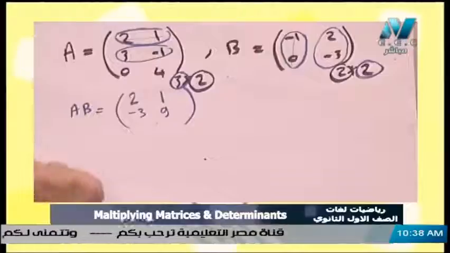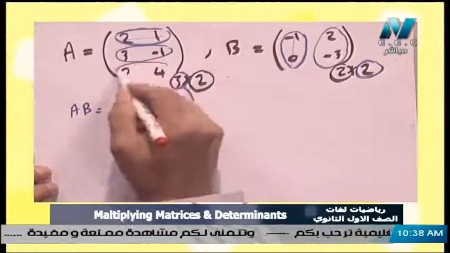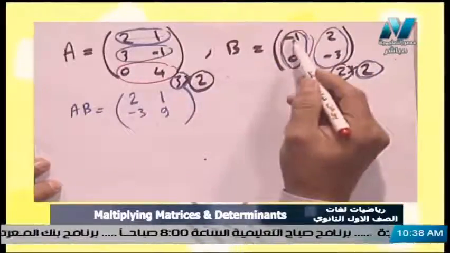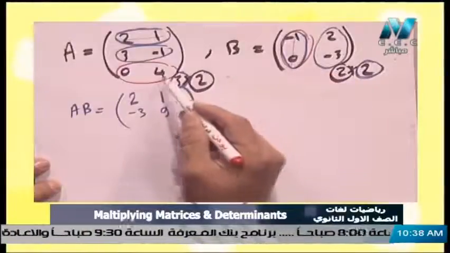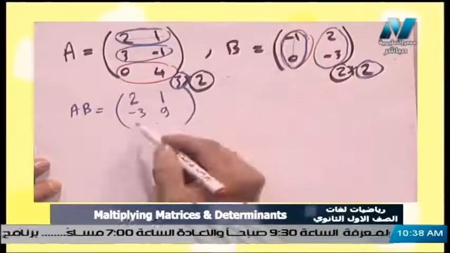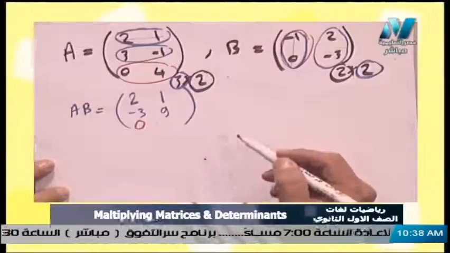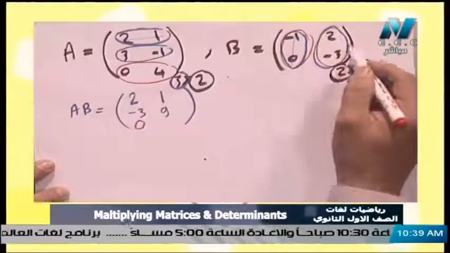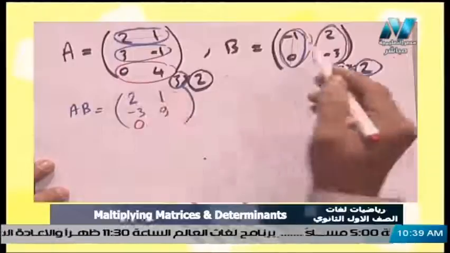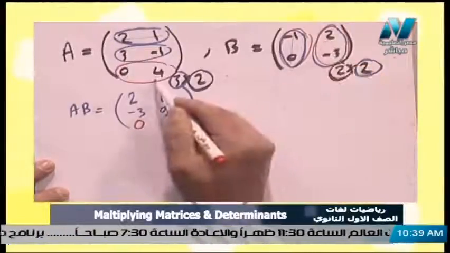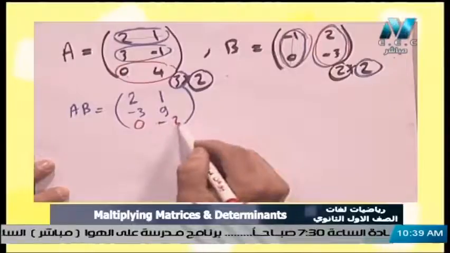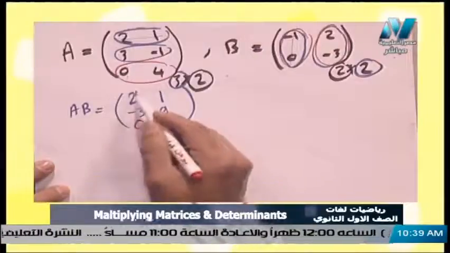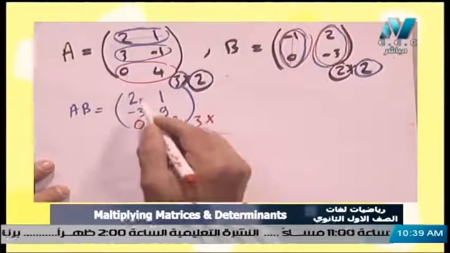And the final row here multiplied by the first column. 0 multiplied by negative 1 equals 0, plus 4 multiplied by 0 equals 0. So the sum equals 0. And this row will also multiply by the second column. 0 multiplied by 2 equals 0, plus 4 multiplied by negative 3 will be negative 12. And the order of the resulted matrix now is 3 rows times 2 columns.